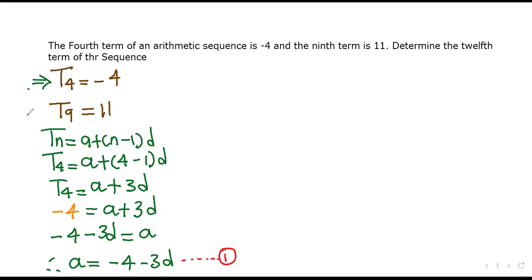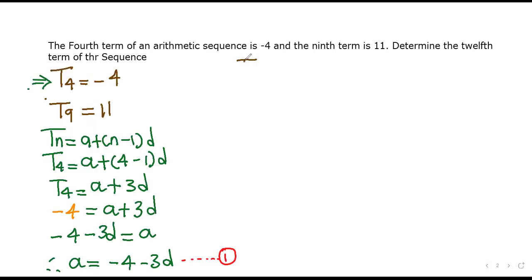So you can just say that is going to be your equation number 1, right? And then you're going to use the very same concept. We know that they also tell us T9 is equal to 11. Now, if T4 is equal to A plus 3D, it means T9 is going to be A plus 8D. To those who don't know, let me also show you. Tn is equal to A plus (n minus 1)D.